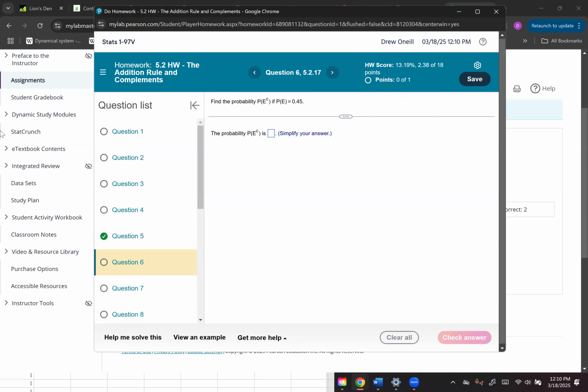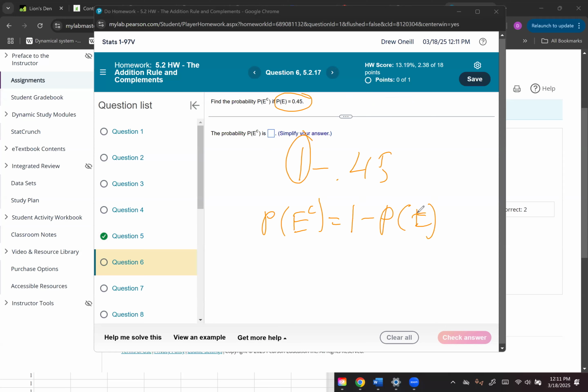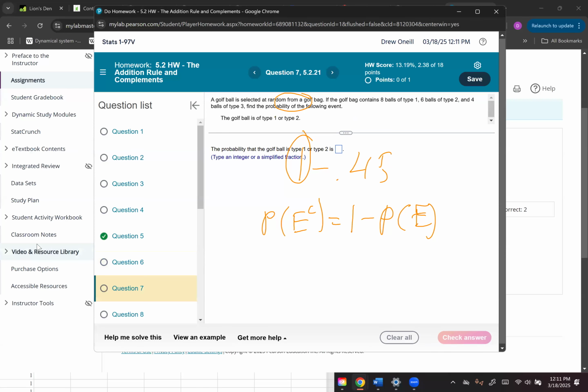Okay. Probability, this is a good question. So if this is the probability of E happening, then probability of E complement is 1 minus the probability of E. So P of E complement, because we think of 1 as 100%. So it's just 1 minus the probability of E. Okay. So that's how you do that. That's a really important concept to know.